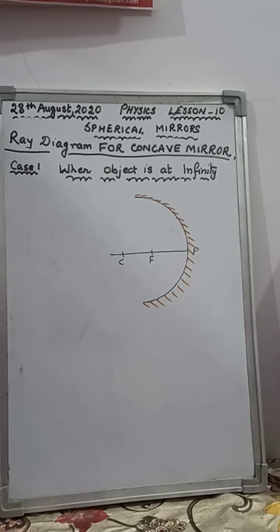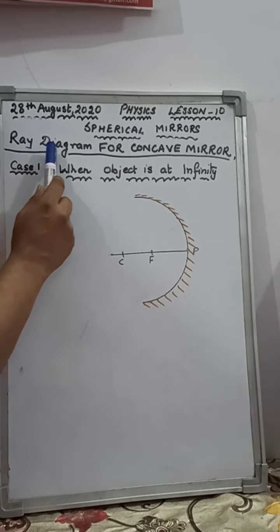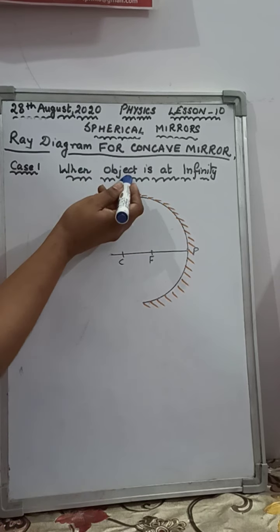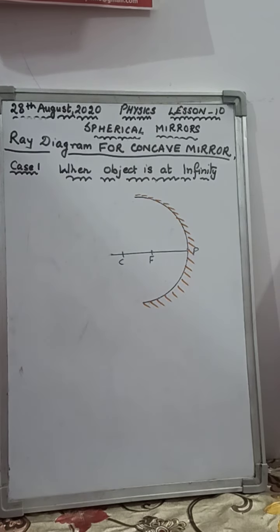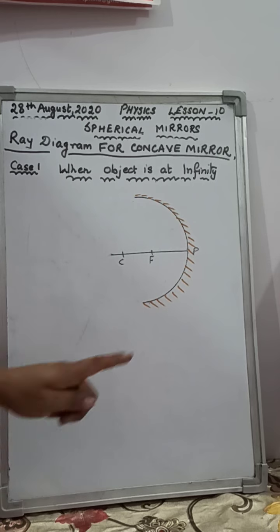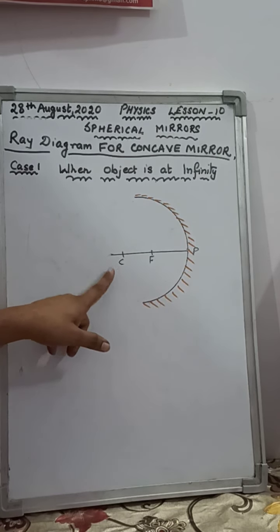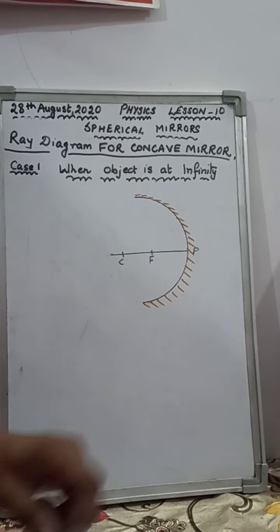Now we will do the ray diagram. Today we will do the ray diagram for concave mirror. First case, when the object is at infinity. Infinity is a point which is very far. Clear? Suppose the sun. Now this is your concave mirror, pole, focus, center of curvature, principal axis.